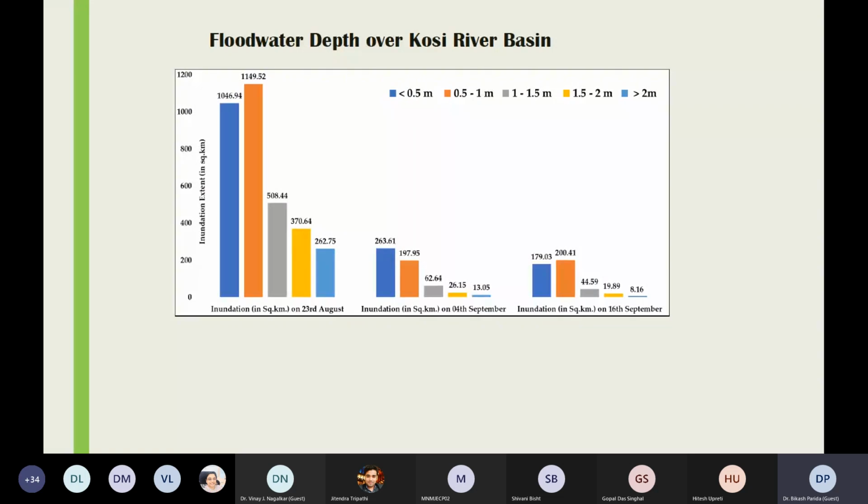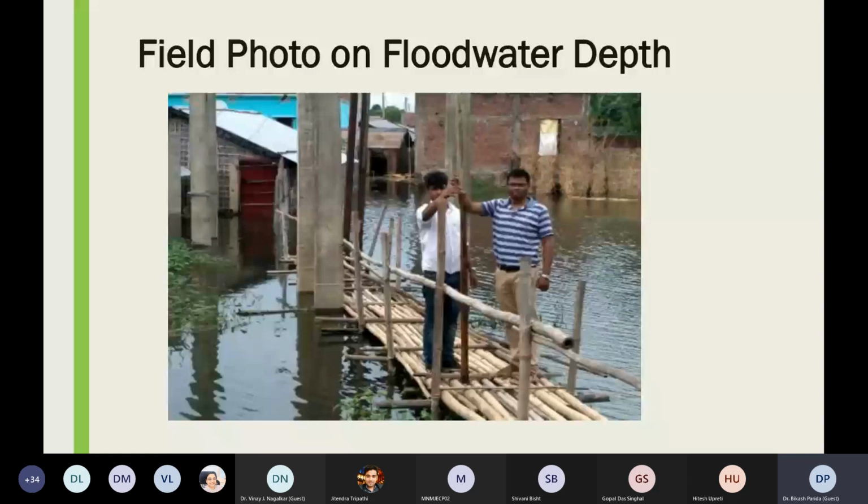Okay, this is for 23 August, the first grouping, and the second group is for 4th September. You clearly see the receding nature of the flood, and then afterwards, on 16th September, there is again less area. That means the water is slowly declining, and the depth or flooding condition has been declining over time. These are some field photos you can see. I also went after the flood.